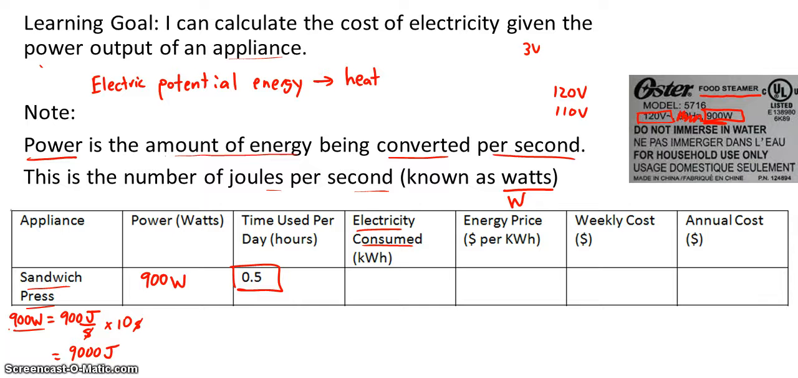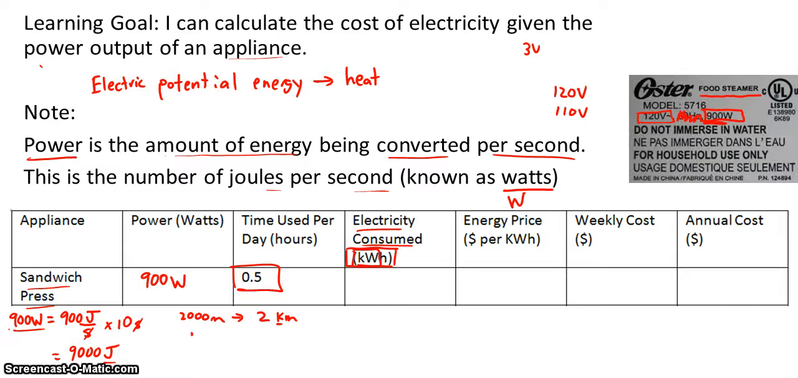Now, rather than measuring in joules, if you look at your electricity bill at home, it's actually measured in what's called kilowatt hours. Okay, what does that mean? Well, let's first talk about this first part. What is kilowatts? If you think about meters, if I have 2,000 meters and I want to convert that to kilometers, kilo means 1,000. So 2,000 meters is just 2 kilometers. I divide my meters by 1,000.